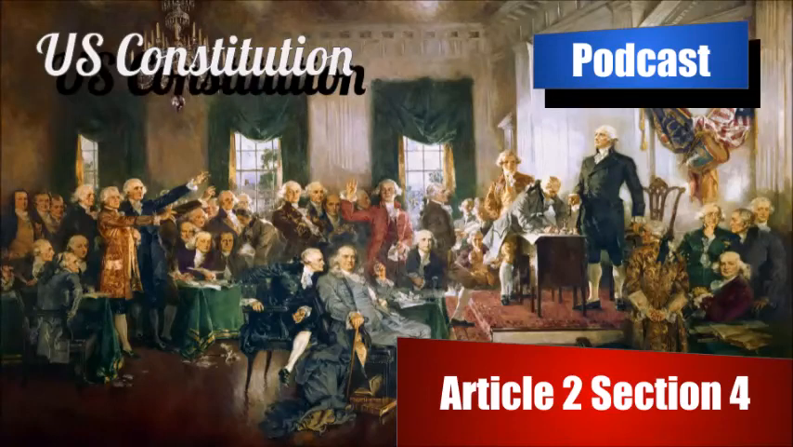Article 2, Section 4, Disqualification. The President, Vice President, and all civil officers of the United States shall be removed from office on impeachment for and conviction of treason, bribery, or other high crimes and misdemeanors. Congress impeaching the President is an example of the constitutional principle of checks and balances, that Congress has an important responsibility to check the power of the President.